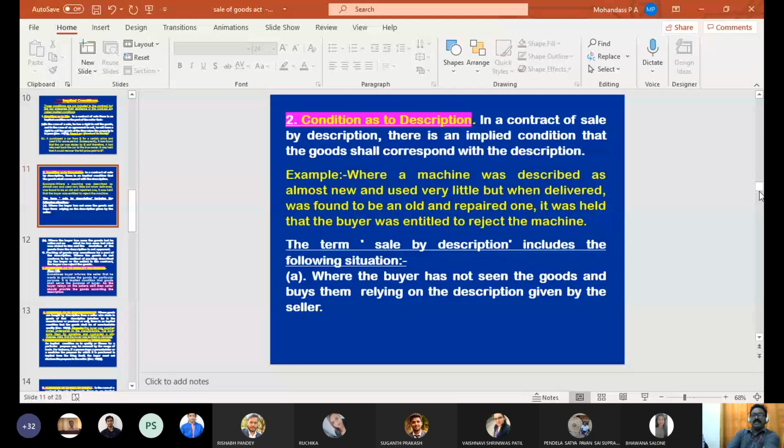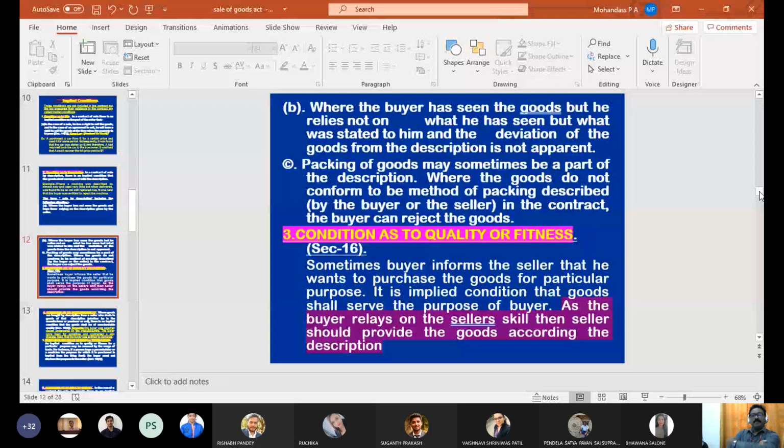Implied condition as to description. If the seller sold certain items to you by describing those products as having certain quality, quantity, purity, potency, standard, model, price, then the sold product should definitely correspond to the described conditions. Otherwise, it is a violation of implied condition as to description. What is the third one?